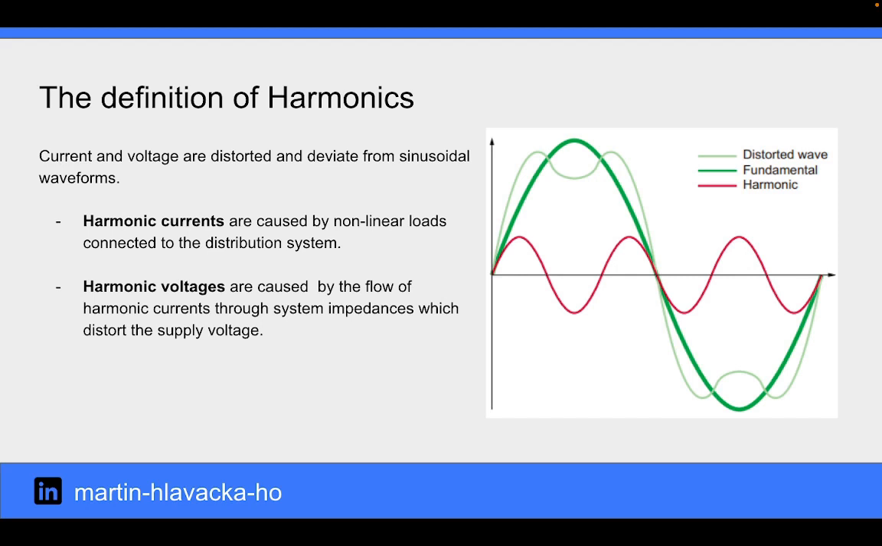We define harmonics as current and voltage that are distorted and deviate from sinusoidal waveforms. Harmonic currents are caused by nonlinear loads connected to the distribution system. Voltage harmonics are caused by the flow of harmonic currents through the system impedances that distort the supply voltage.